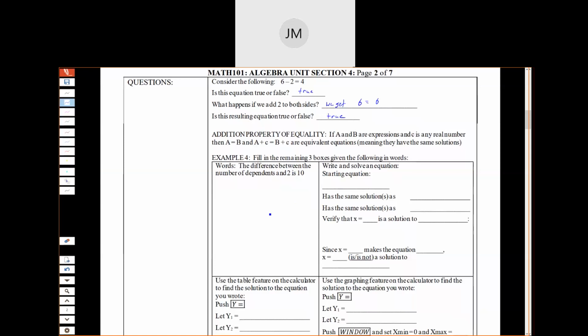So when we take an expression and add a number to it, we've changed the expression. When we take an equation and add a number to both sides, we keep the same solutions, right? So it's still an equivalent equation. All right.